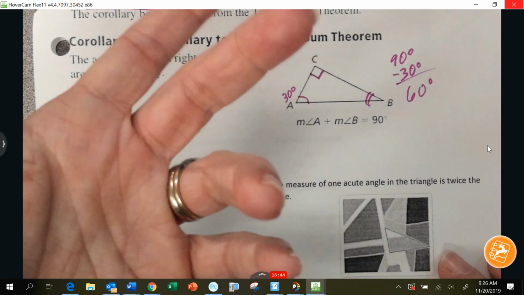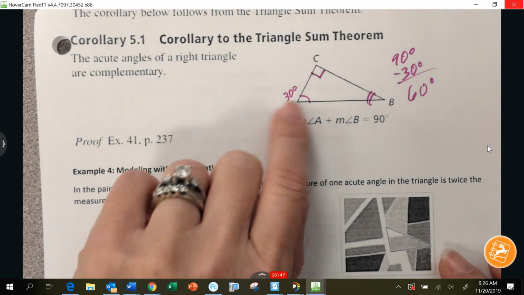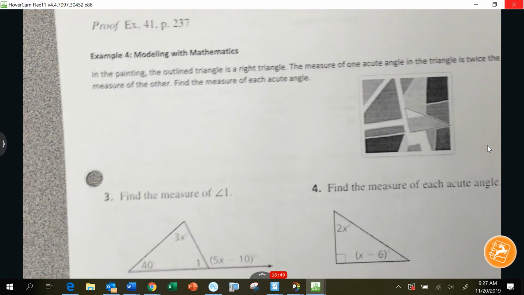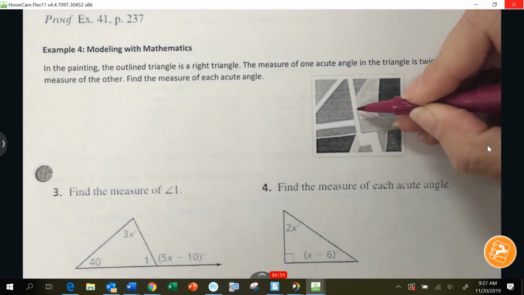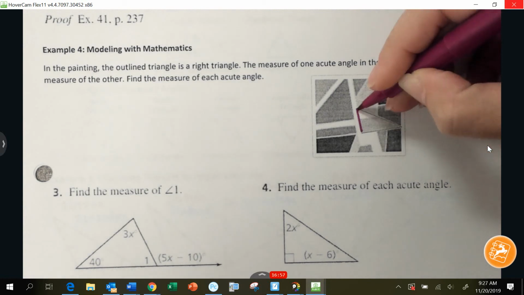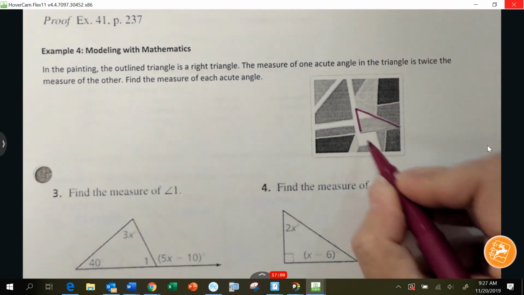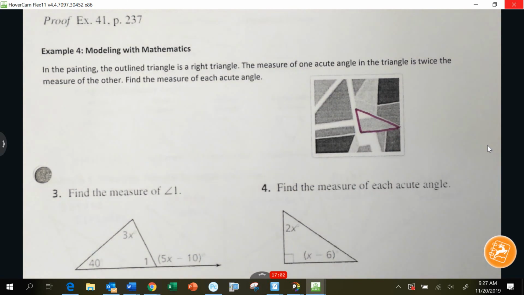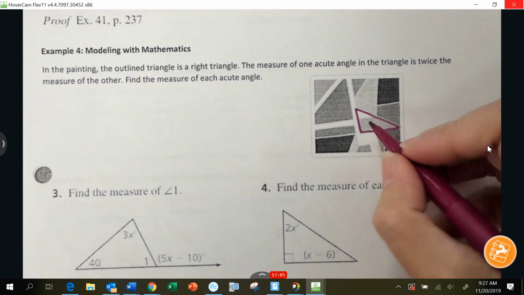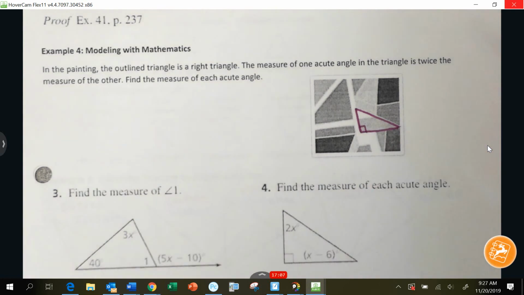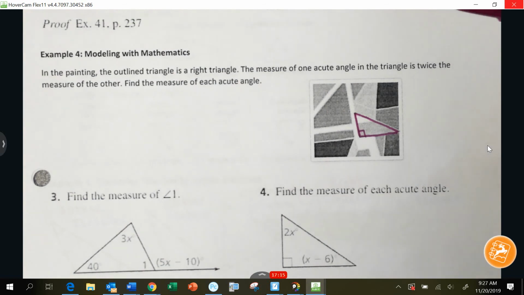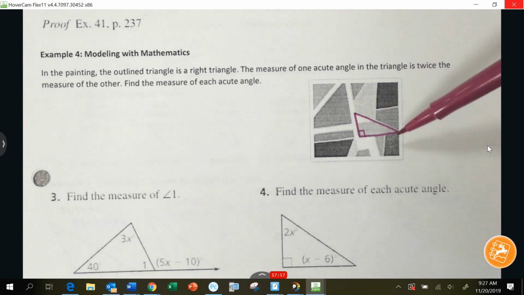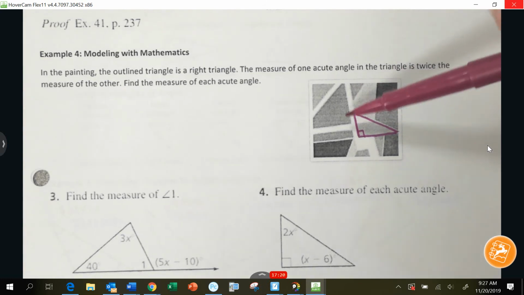All right, so that's the corollary. If it's 90 degrees here, you just have to take this one from 90 to find it. Modeling with mathematics. We have that outlined here. It's kind of hard to see, so I'll outline it even more. The measure of one acute angle. Oh, it says it's a right triangle, sorry. The measure of one acute angle in the triangle is twice the measure of the other. Find the measure of each acute angle. Do we know either of these angles? Austin, do we know either of these angles?